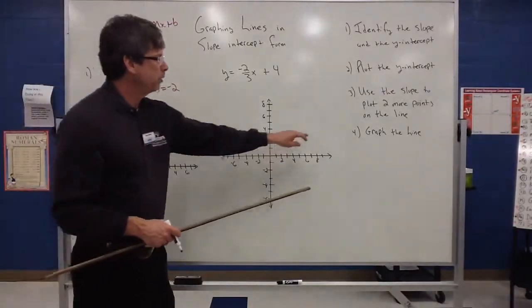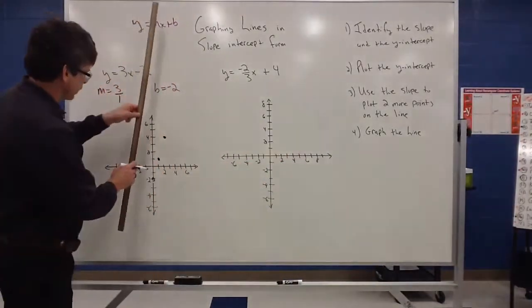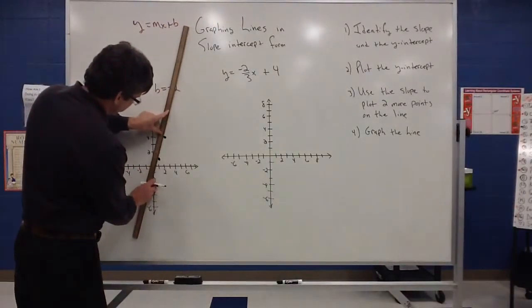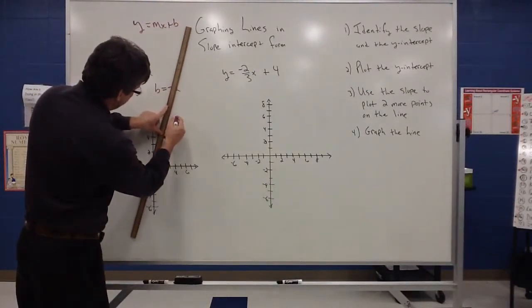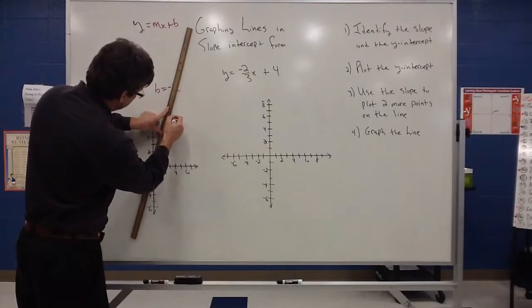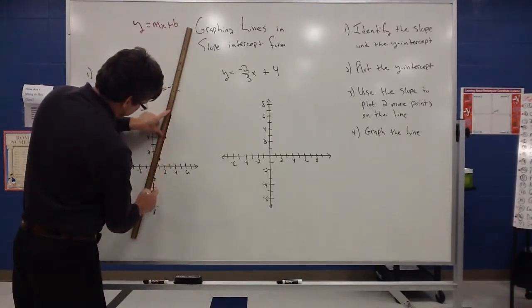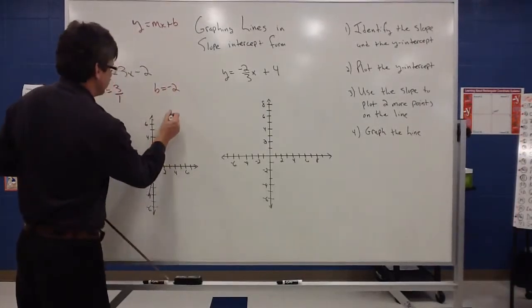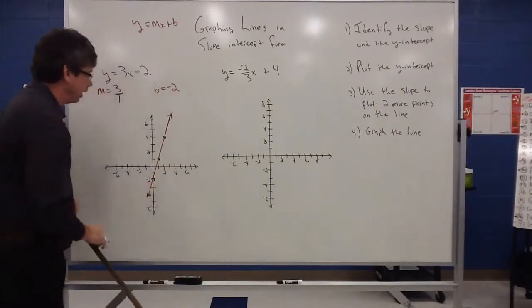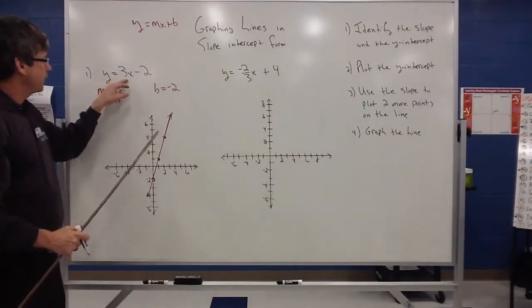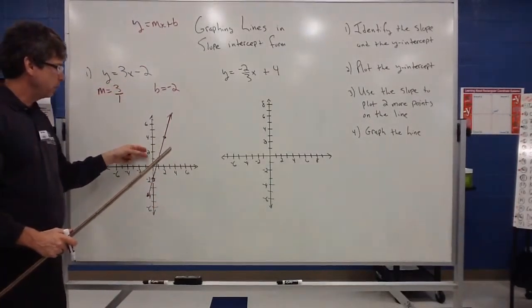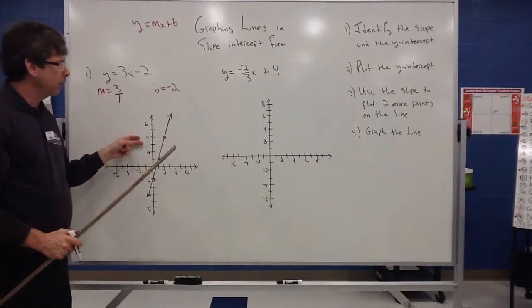So my fourth step would then be to graph my line. So try to line up those 3 points, and we'll sketch a line that corresponds with our equation. So we have something like that. So I'm given an equation, and that equation can be graphed as a line.